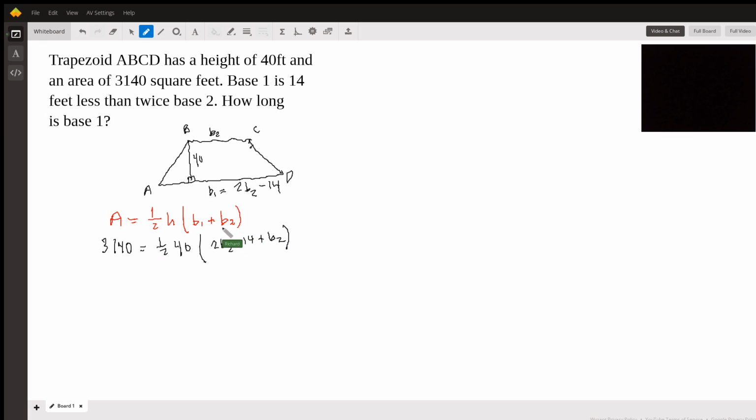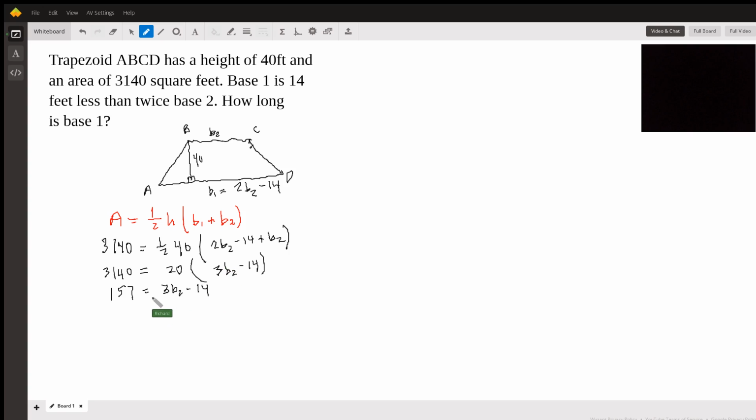Okay, so the rest of this is pretty straightforward arithmetic. So 3140, half of 40 is 20. And now we'll just combine like terms here. We're going to get 3 times b2 minus 14. Rather than distribute the 20, I think it's easier just to divide both sides by 20. And when I do that, my calculator gives me 157 equals 3b2 minus 14. I just divided both sides by 20, nothing fancy.